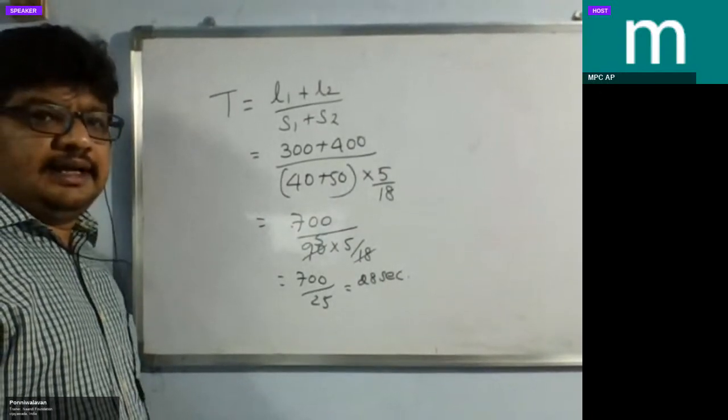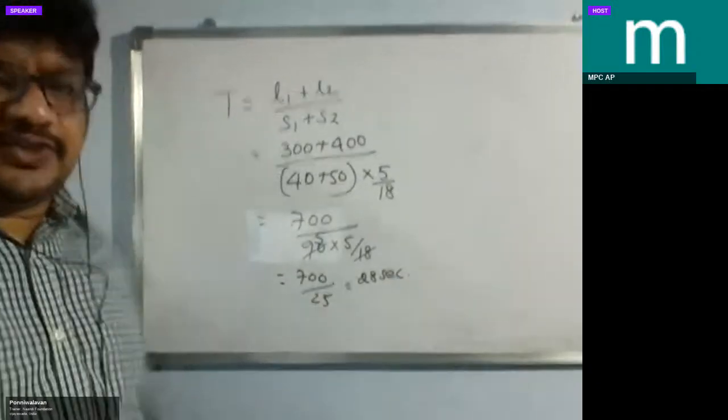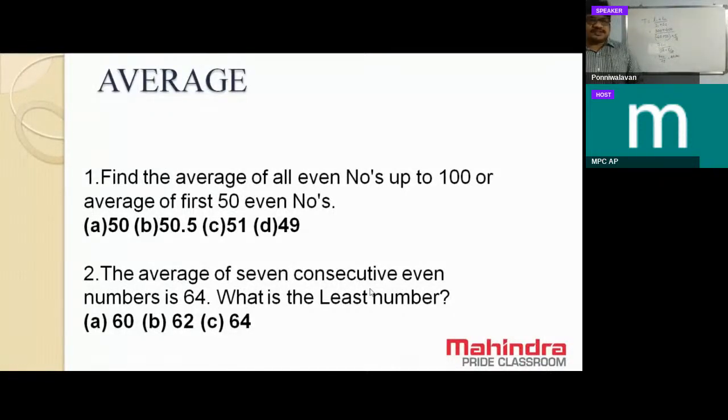Okay, I think on the day itself I gave the basics for average. As I think you know the first question. Find the average of all even numbers up to 100. You can take like this: find the average of all even natural numbers up to 100.